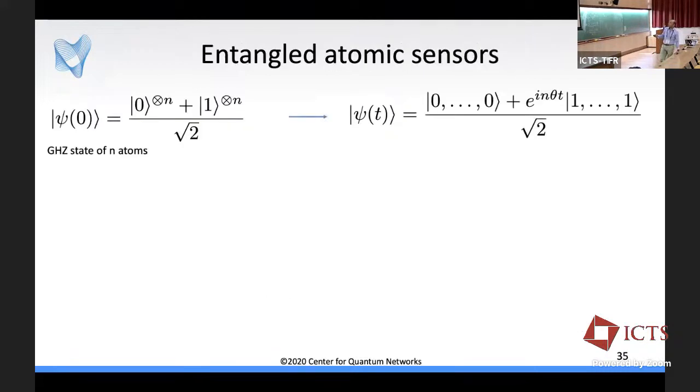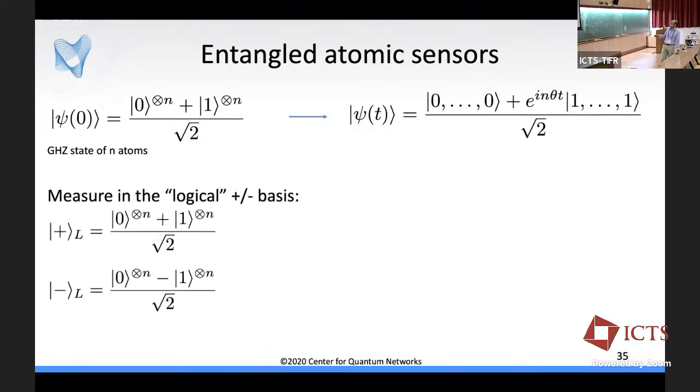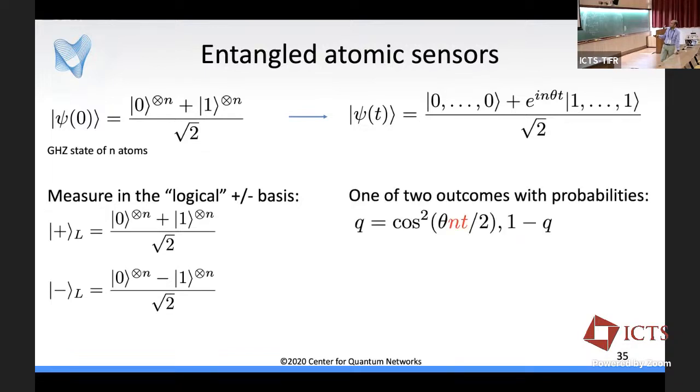Now, what if you had these n atoms initialized, instead of all of them in the equal superposition of 1 and 0, in this GHZ state, or what Carl called the cat state, (|00...0> + |11...1>)/√2. You will get that phase e^(i n theta t) in front of that term. Again, you can do a measurement on this in the logical plus/minus basis, meaning these two vectors, and you will get again a Bernoulli outcome, but with probability cosine squared (n theta t/2) and 1 - q. Again, I use the same formula. My J of theta will simply come to be (nt) squared. It is like I'm doing the same calculation as before.